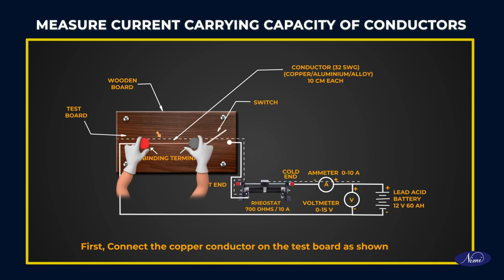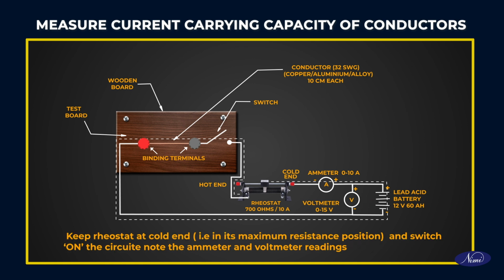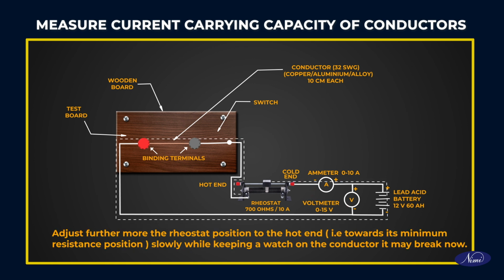First, connect the copper conductor on the test board as shown. Connect rheostat, ammeter, voltmeter and battery as shown. Keep rheostat at cold end, that is, in its maximum resistance position and switch on the circuit. Note the ammeter and voltmeter readings. Now move the rheostat to its middle position and note down the ammeter and voltmeter readings.